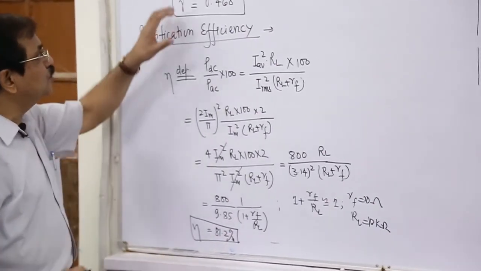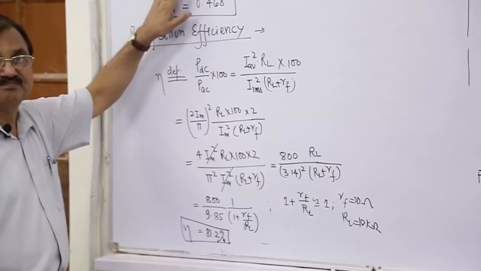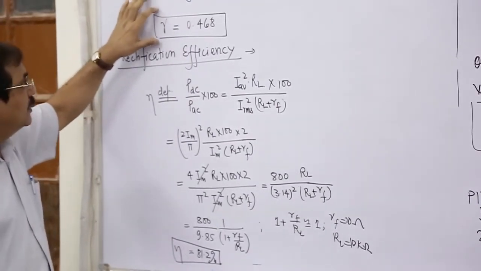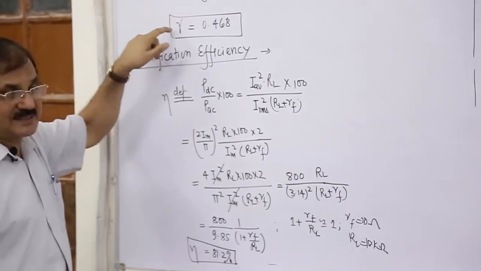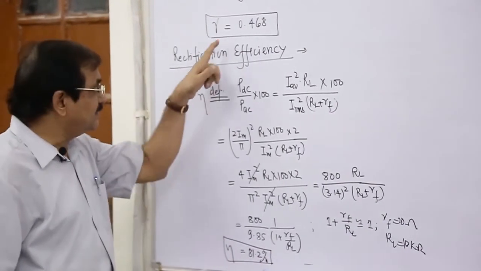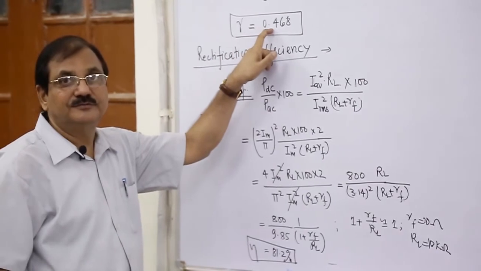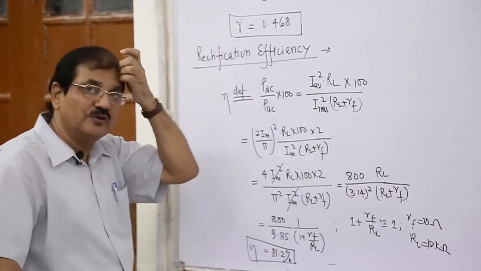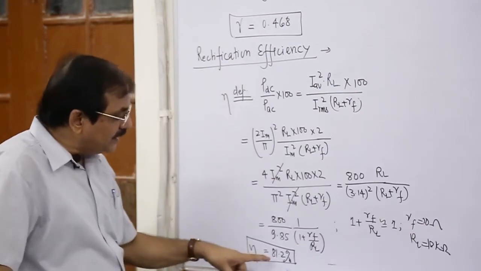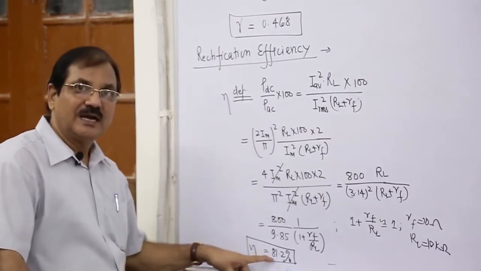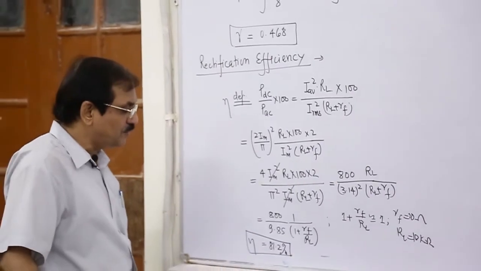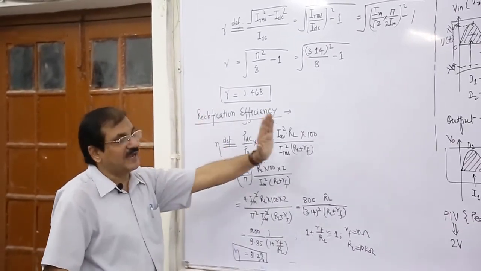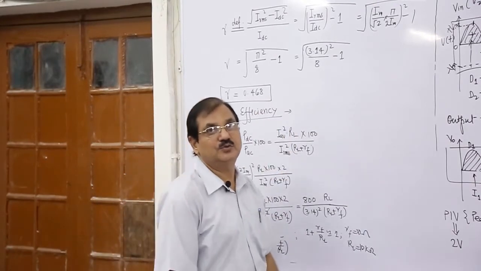So, these two parameters are very important. The ripple I RMS is less than half: earlier it was 1.21, here it is 0.46. Earlier the efficiency was 40.6 and here it is 81.2. The efficiency will increase and the ripple factor will decrease in the two-diode full wave circuit.